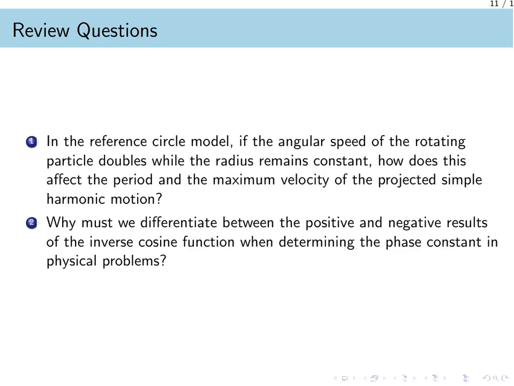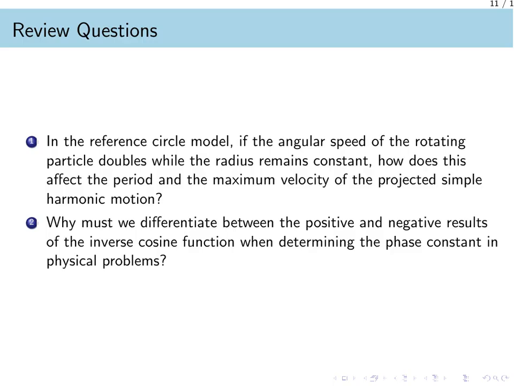To conclude, consider these review questions to test your understanding of the reference circle model. First, if the angular speed of the rotating particle is doubled while the radius stays the same, how does this change the period of the motion and its maximum velocity? Think about the inverse relationship between frequency and period, and the direct relationship between angular speed and tangential velocity.